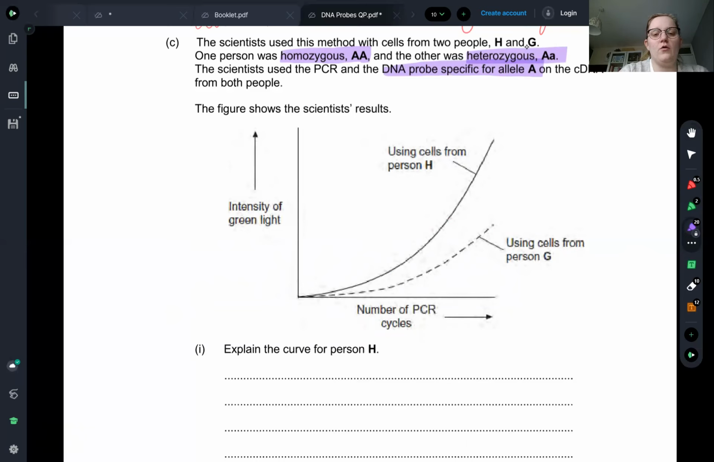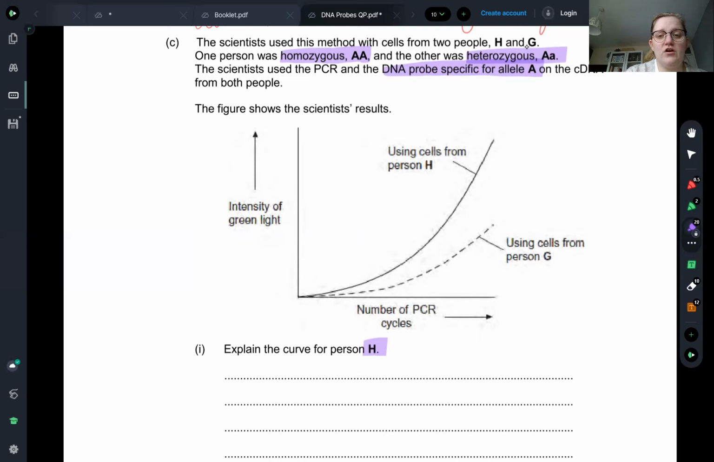So we've got our intensity of green light over here, our number of PCR cycles, using cells from person H and using cells from person G. So it's looking at how much light is given off by each individual. The question then asks us to explain the curve for person H. And I would highlight that person H to make sure you're answering about the right person.